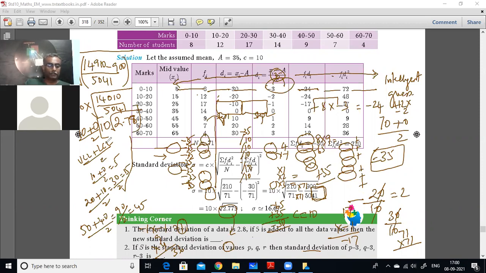What is root of 2.78? Use calculator. It is 1.67. So 10 into 1.67 is 16.7. That is the answer. You got the answer here, 16.67. We are getting answer 16.7, all the same.